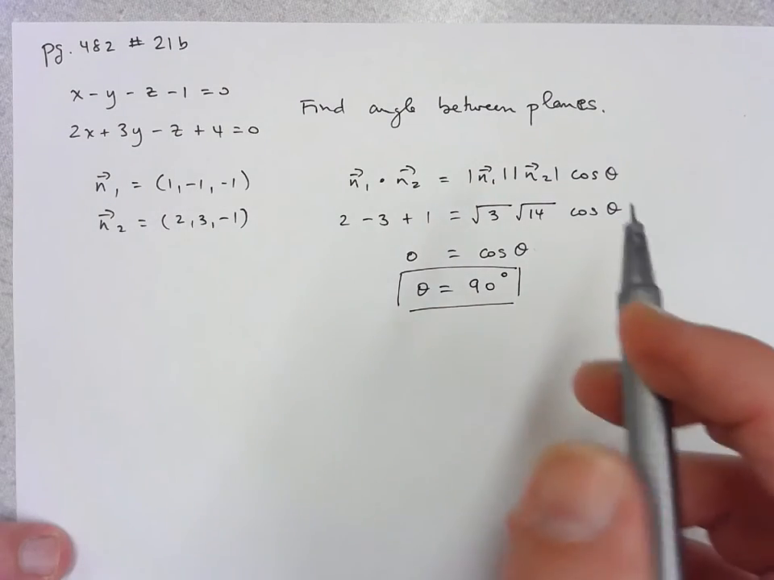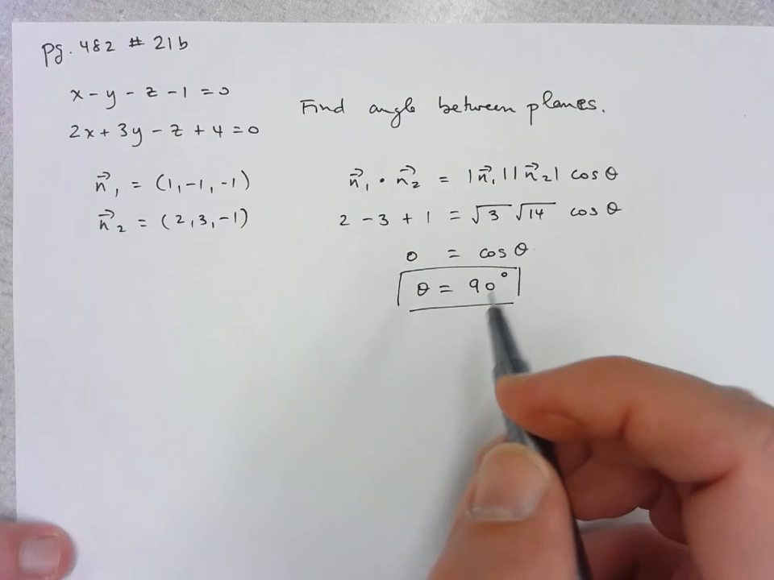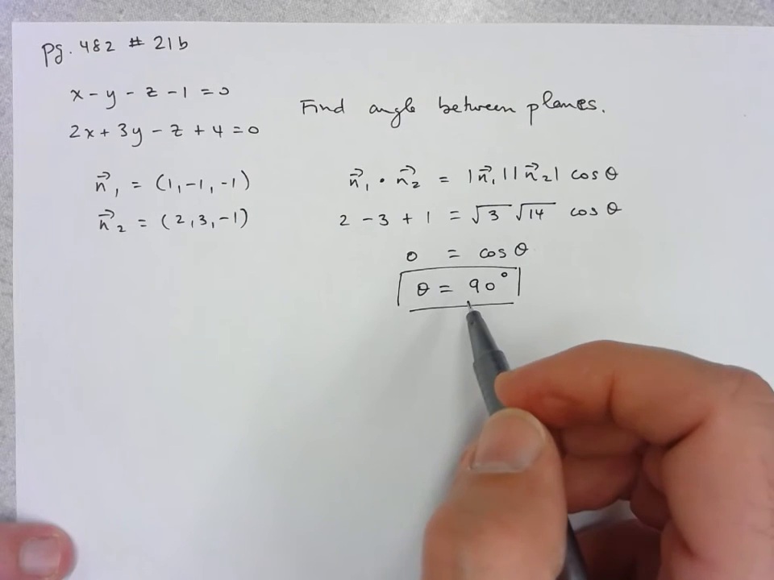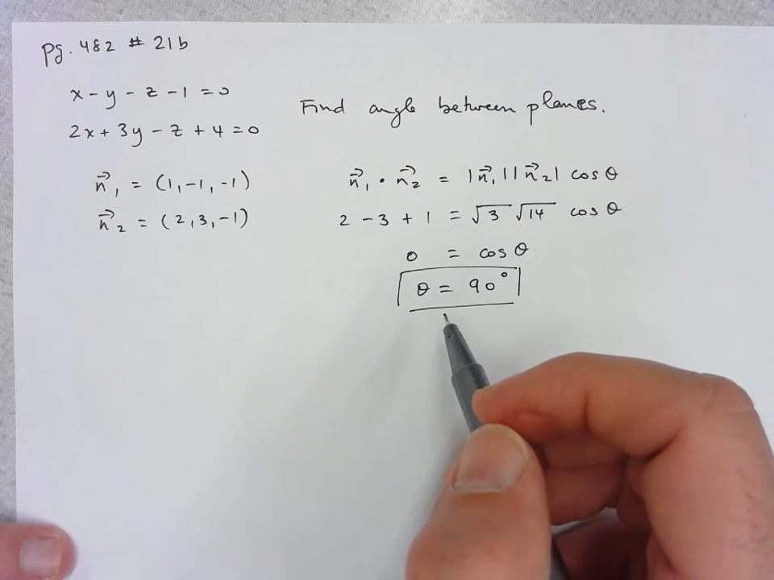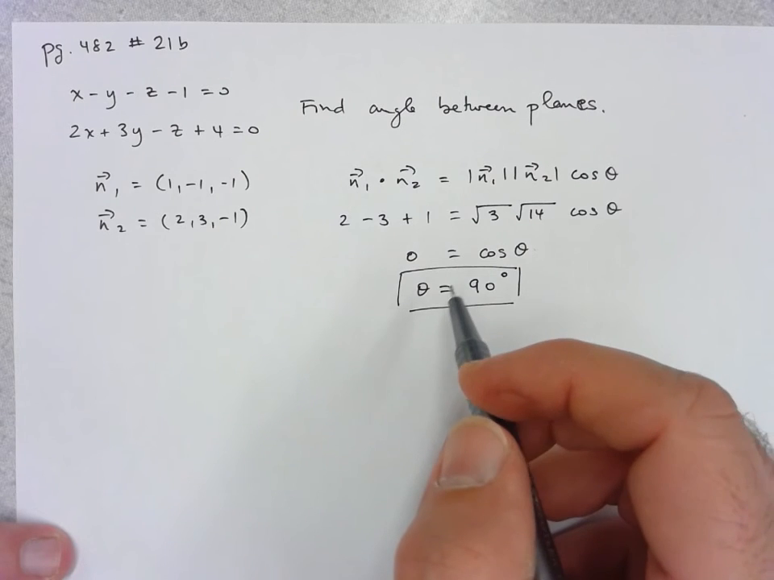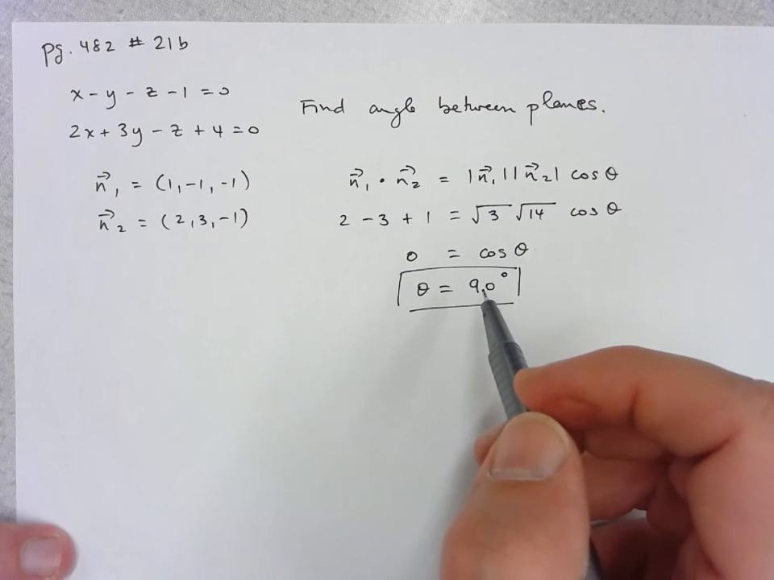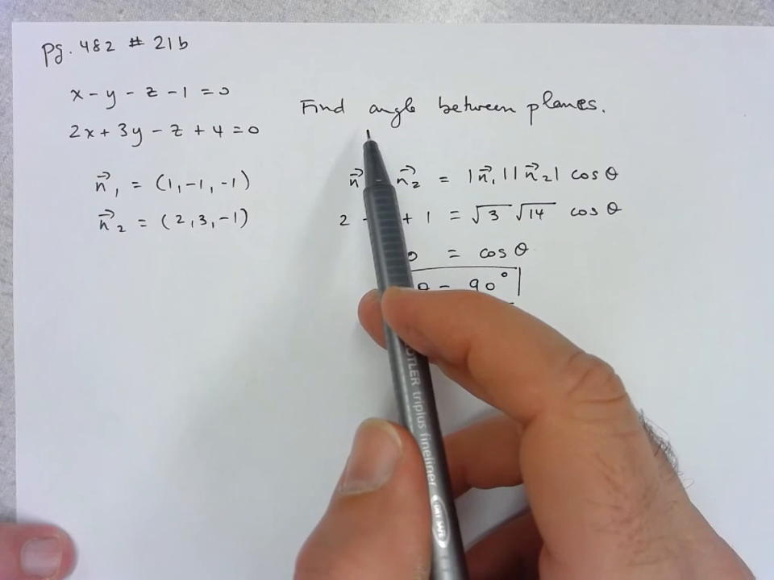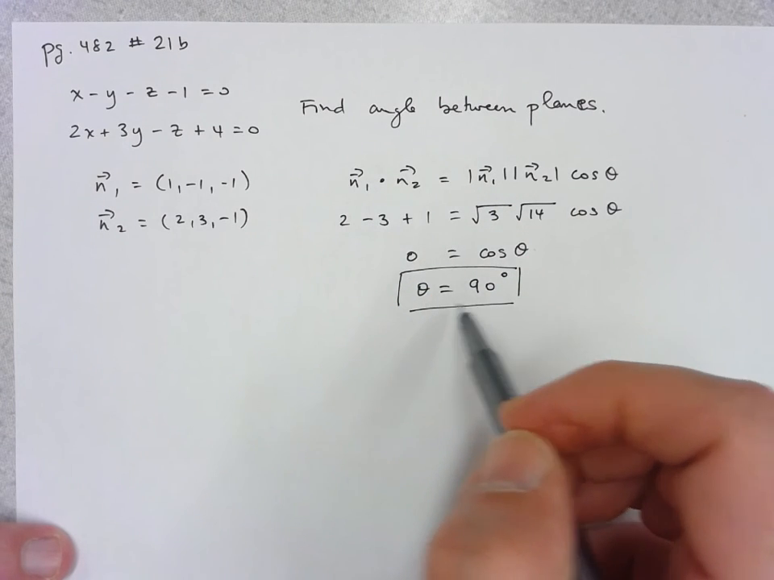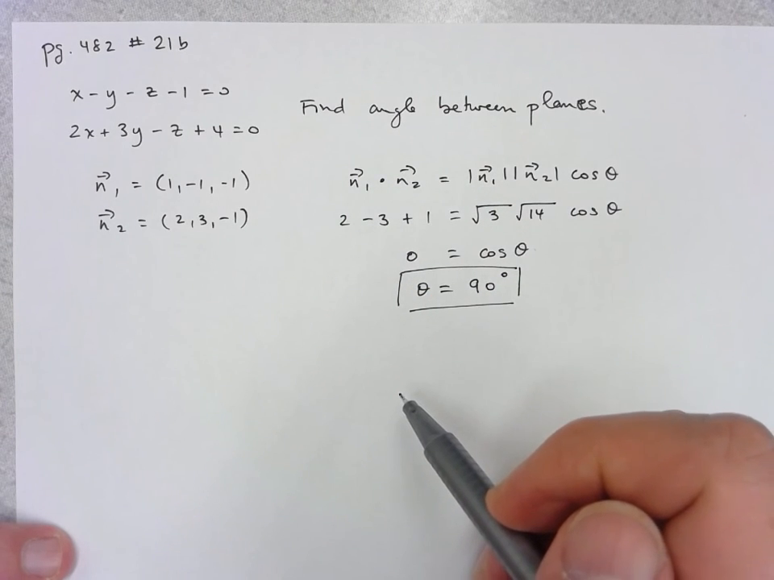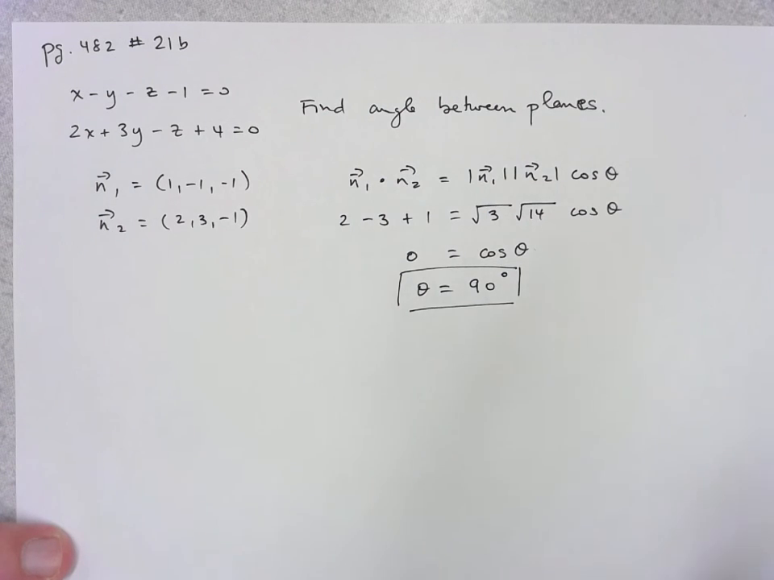Just recall when you're finding angles between planes that if you do get an answer that's greater than 90, so between 90 and 180, you do have to switch it over to the supplementary angle, because we assume that the angle should be acute, except in this one scenario where the two planes happen to be perpendicular. That's it for this one.